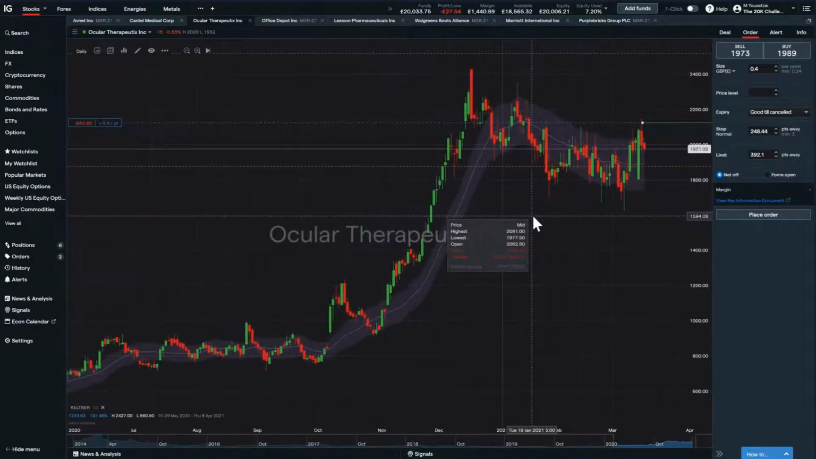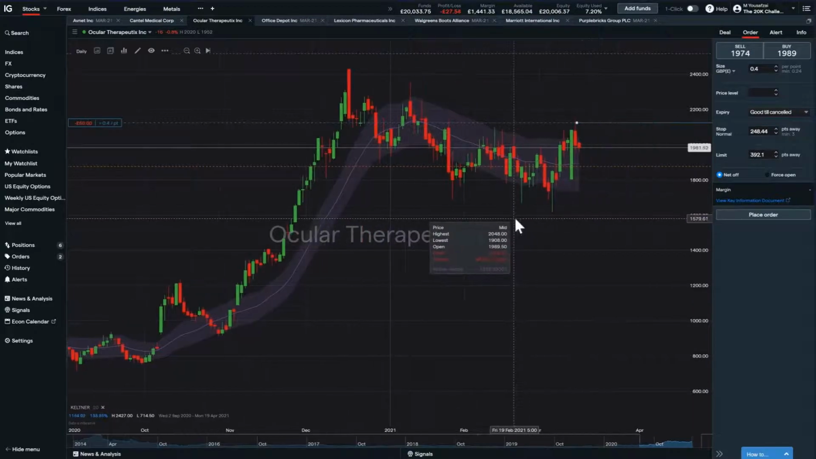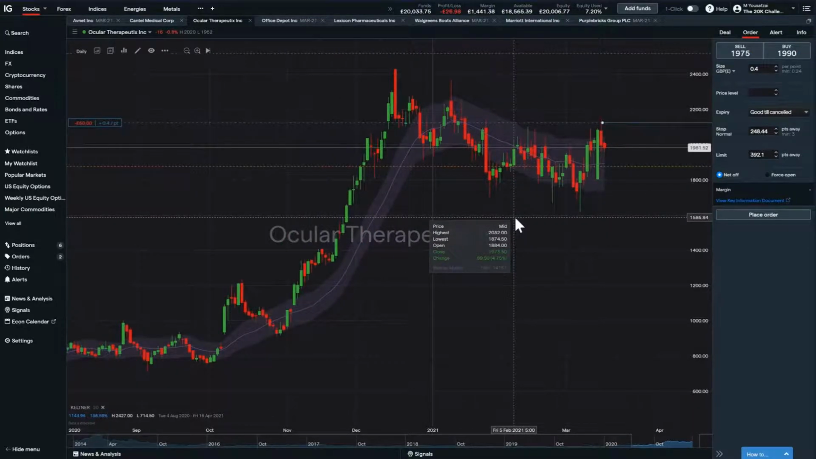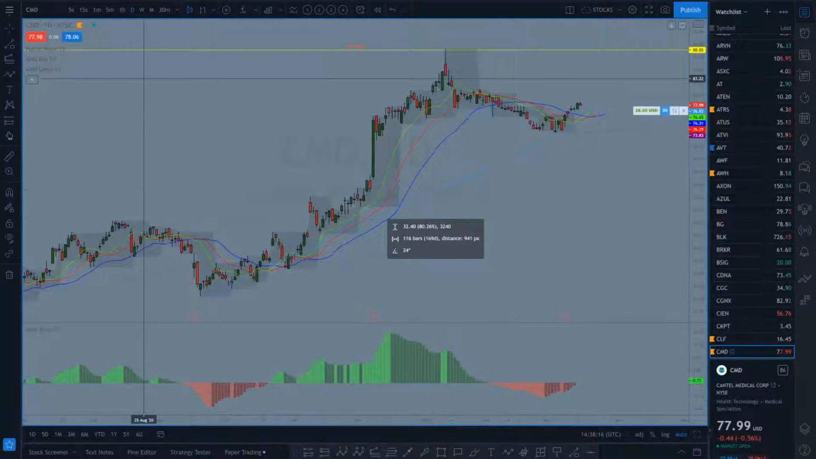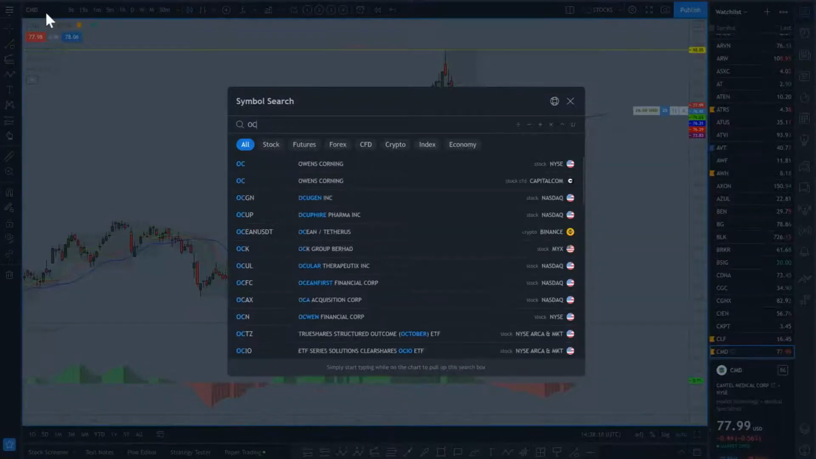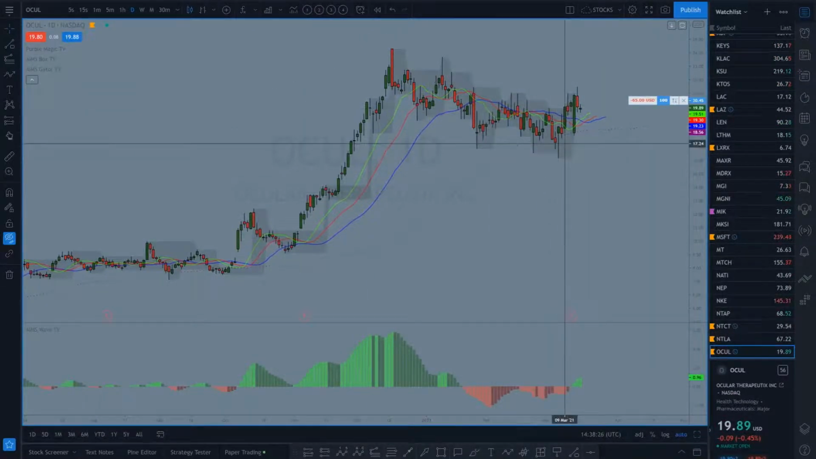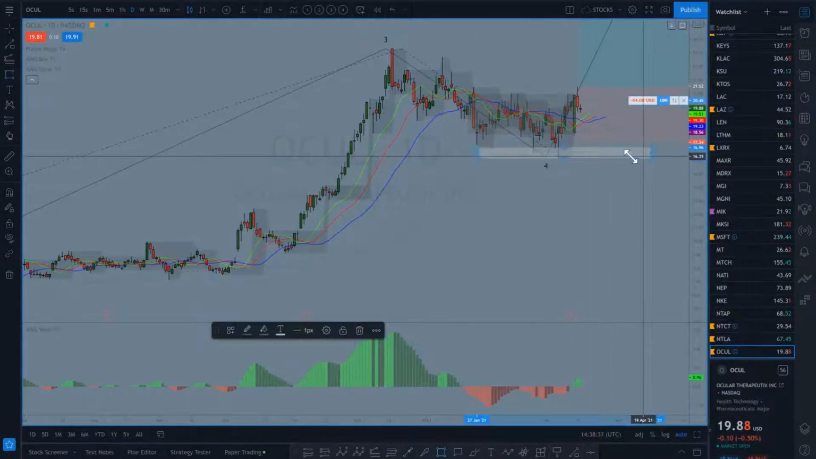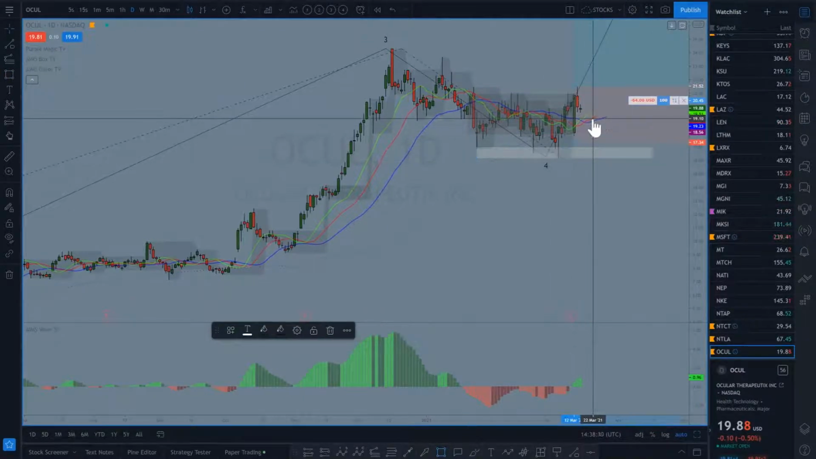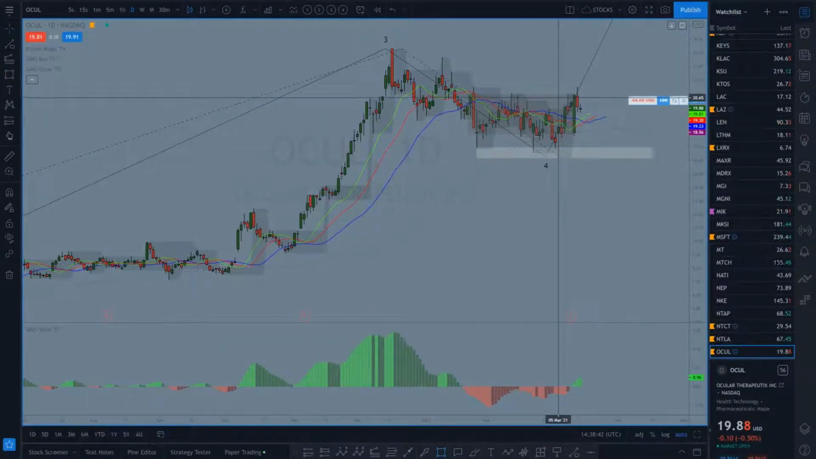OCUL. I really don't like this, but it's eating away my profits. OCUL. This is a dirty chart. Still, there is a chance. See over here, it's done those things. Let's delete those.